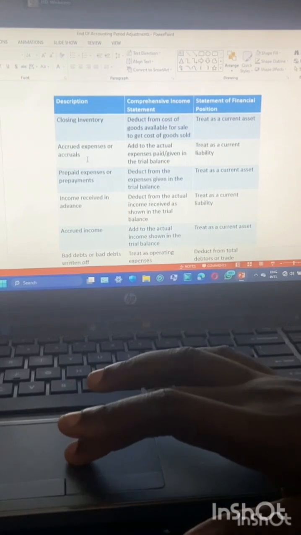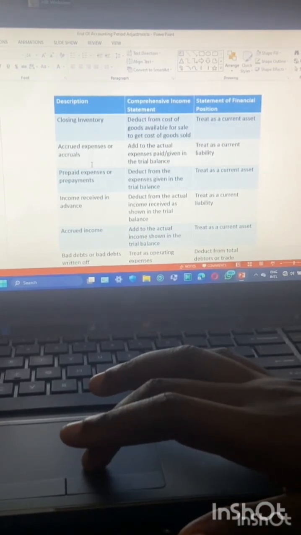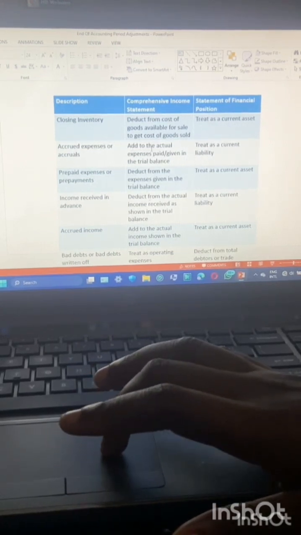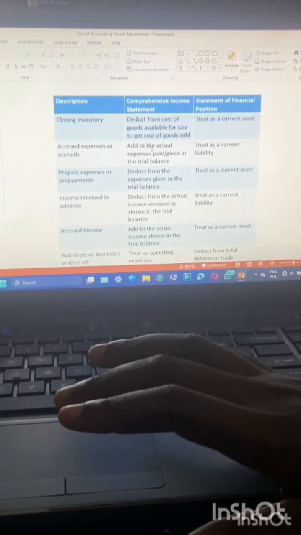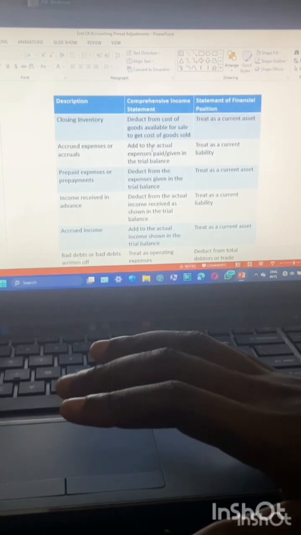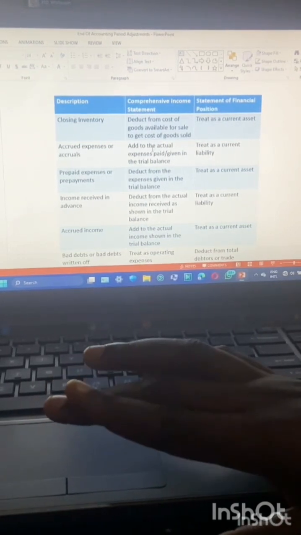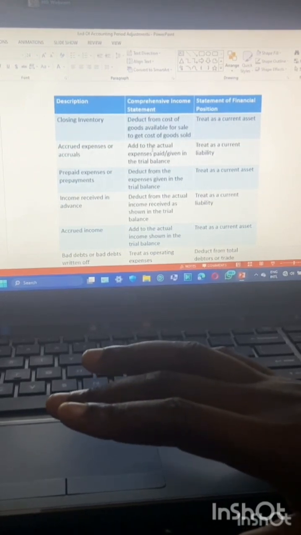Now the next one is the accrued expenses. Where we have accrued expenses in our additional information, we add it to the expenses given in the trial balance, and then we post it to the statement of comprehensive income under expenses, that is the profit and loss section. We add accrued expenses to the expenses in the trial balance because we are trying to see the expenses that were due for the year.